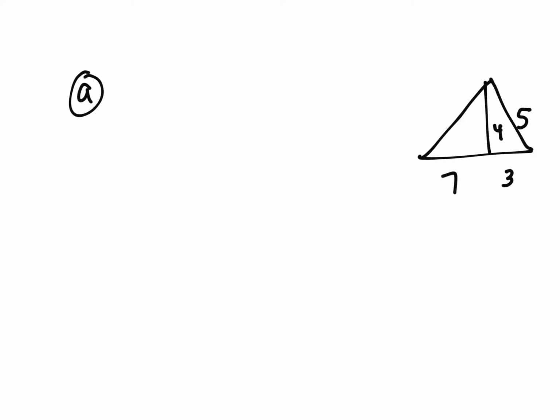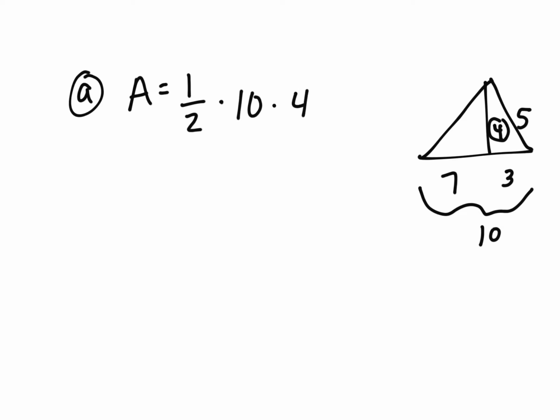In number 7, it says examine the triangle, and it gives you a picture that looks something like this. It says, write an expression to show how you would calculate the area. What's the base? 7 and 3 is 10. And the height is 4.